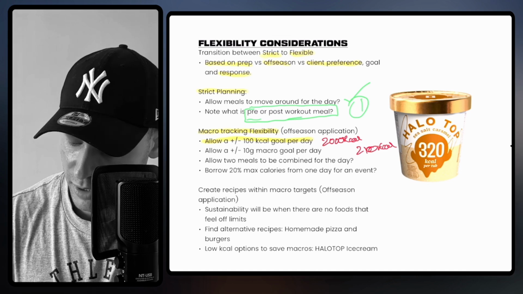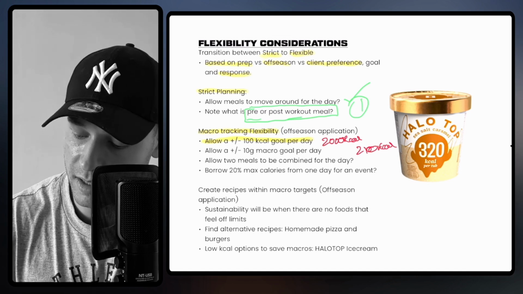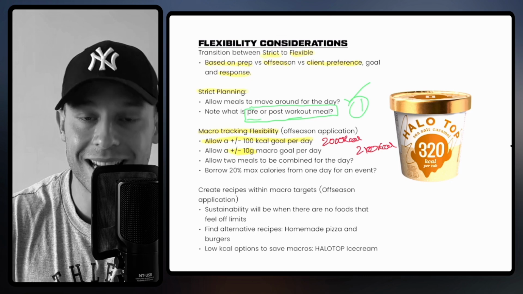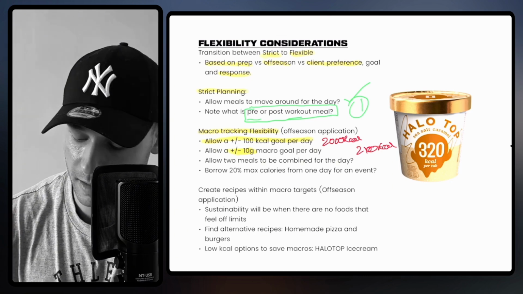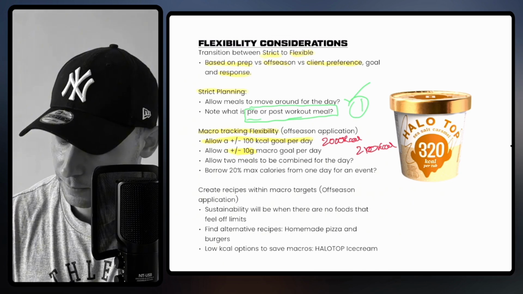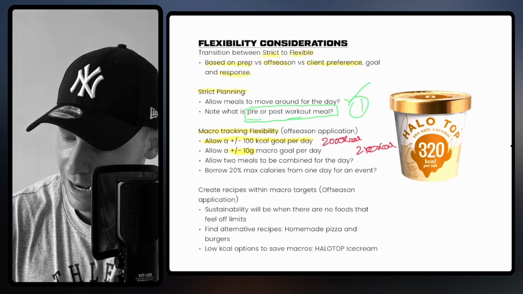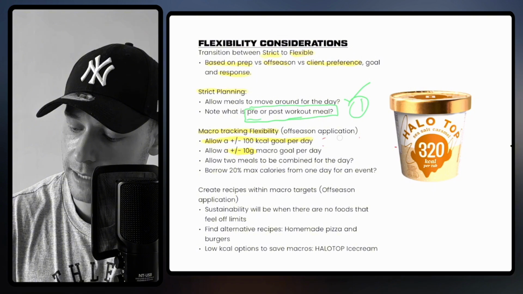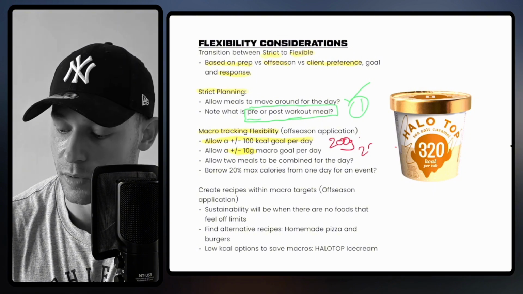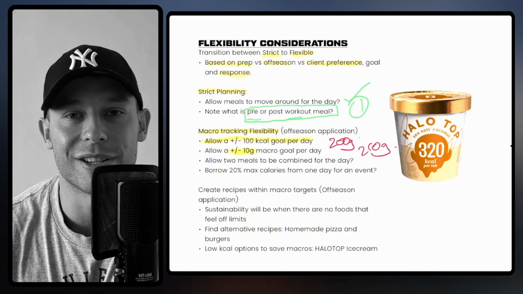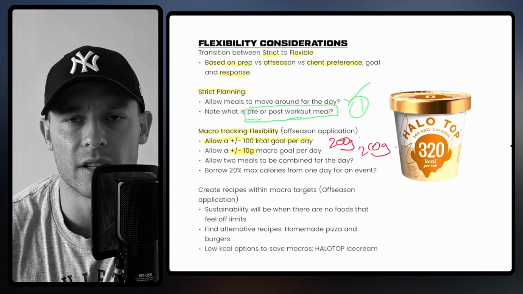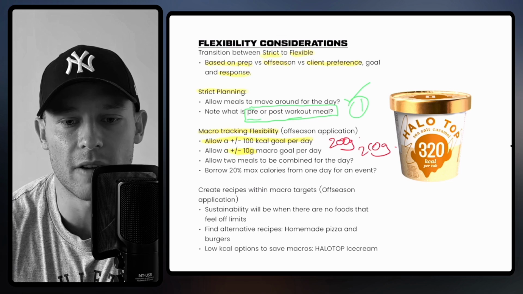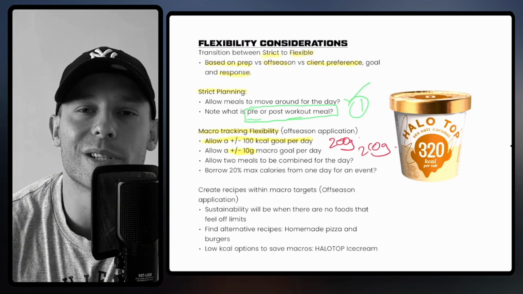It's the same when it comes to macronutrients as well. So we want to allow for a 10 gram plus or minus macro goal per day. So if I'm consuming 200 grams of protein and I've actually consumed 210 grams, well, I'm in that range. Okay, I've hit my protein for the day. But if I'm significantly below that, I've consumed roughly 160, 170 grams of protein, well, again, you're leaving results on the table.